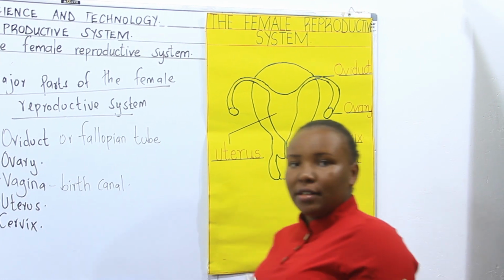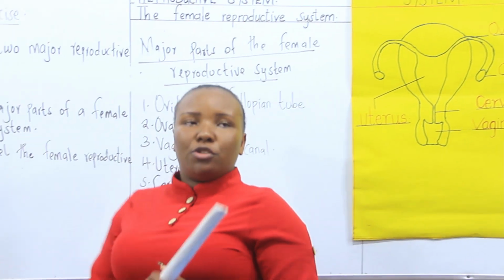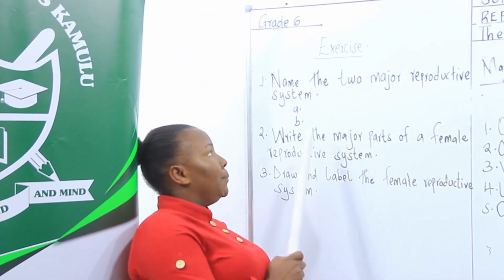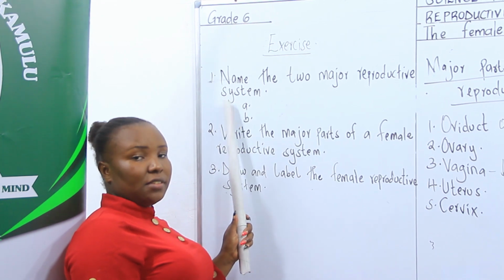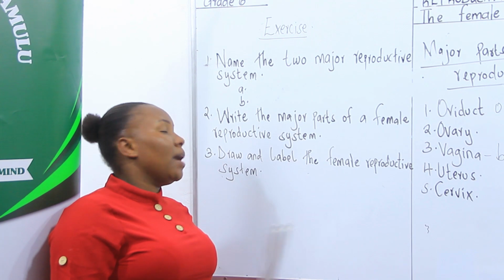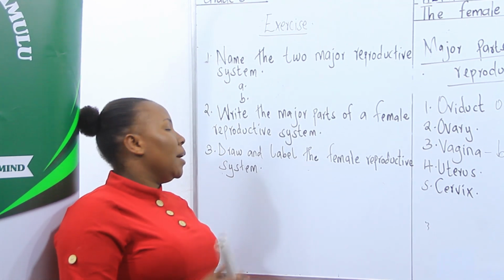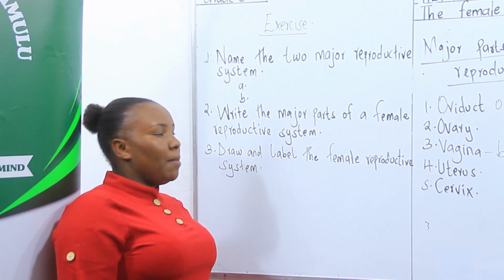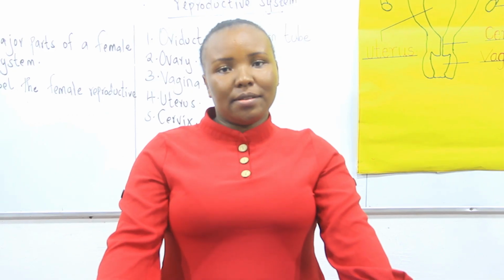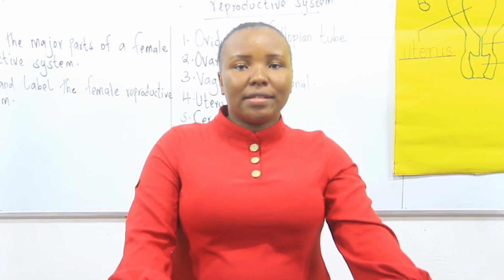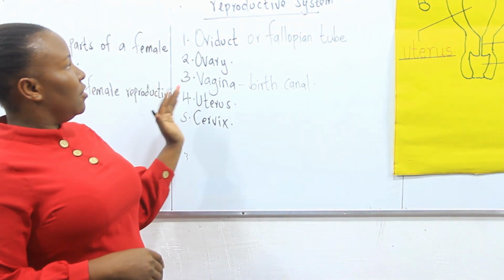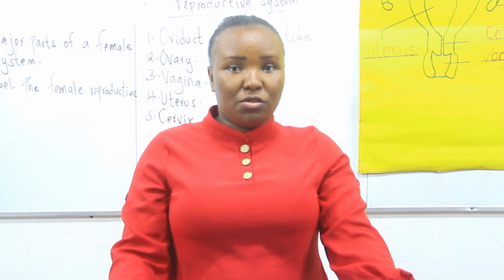Now, for an exercise that you are supposed to cover to do revision, I have given you 3 questions. Number 1, name the 2 major reproductive systems. Number 2, write the major parts of a female reproductive system. Number 3, draw and label the female reproductive system. In our next lesson, we will be discussing the different functions of these major parts of the female reproductive system that we have discussed.